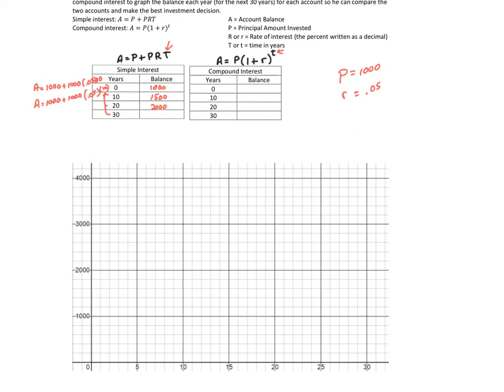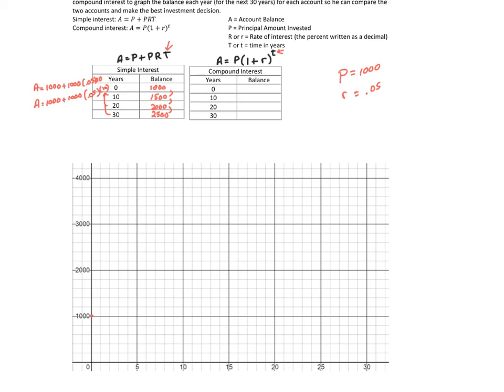Put 30 in there. 1,000 plus 1,000 times 0.05 times 30. And I got 2,500. Now, did you notice it went up by 500 every time? We increased by 500, we increased by 500, we increased by 500. Okay, I just thought you ought to know that.